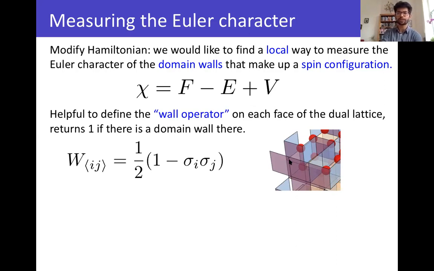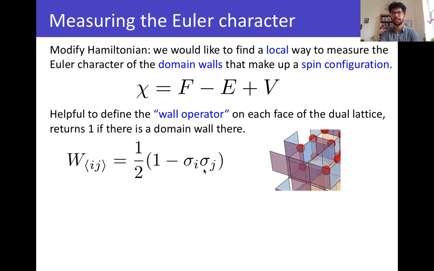The wall operator is an operator defined on each face of the dual lattice, which means it's defined on a bond of the original lattice. What it does is it gives you a 1 if there's a domain wall there, and a 0 if not. This is the wall operator in terms of the spins. It's a very simple thing. If the spins disagree, you get 1. If the spins agree, you get 0.